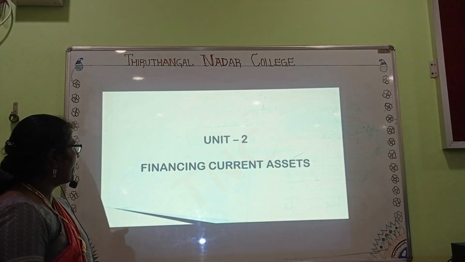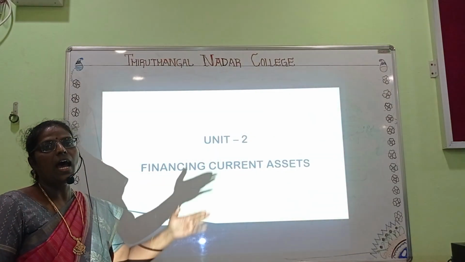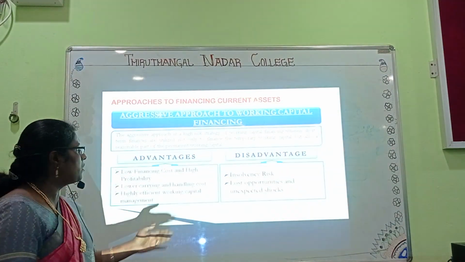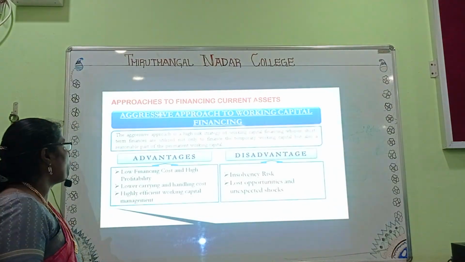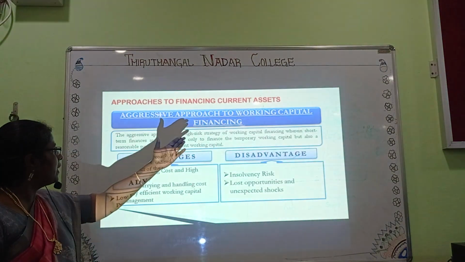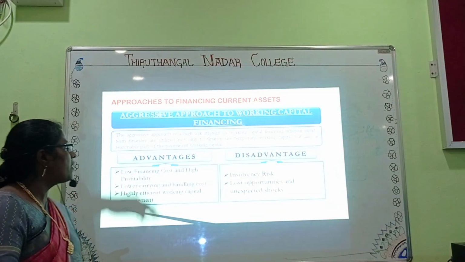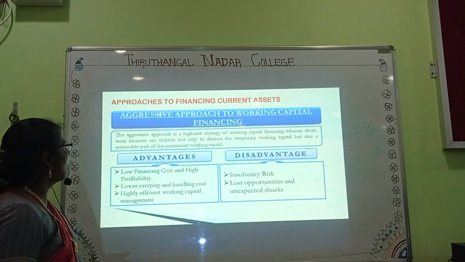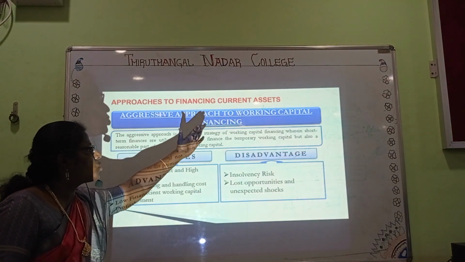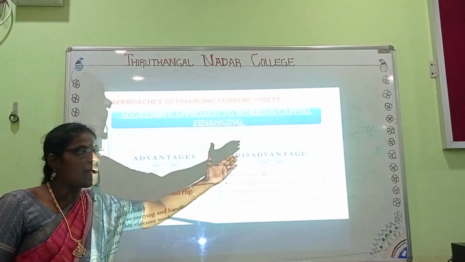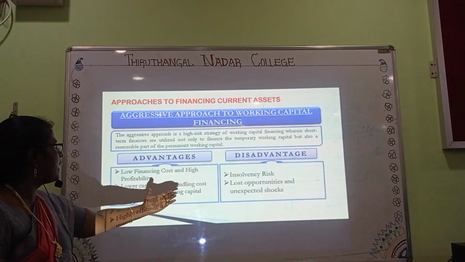The next unit topic is financing current assets, and in this unit you have only theory questions. Two important questions you can expect in the question paper. The first question is approaches to financing current assets. There are three approaches to financing current assets. The first approach is aggressive approach to working capital financing. And what is this aggressive approach to working capital financing?